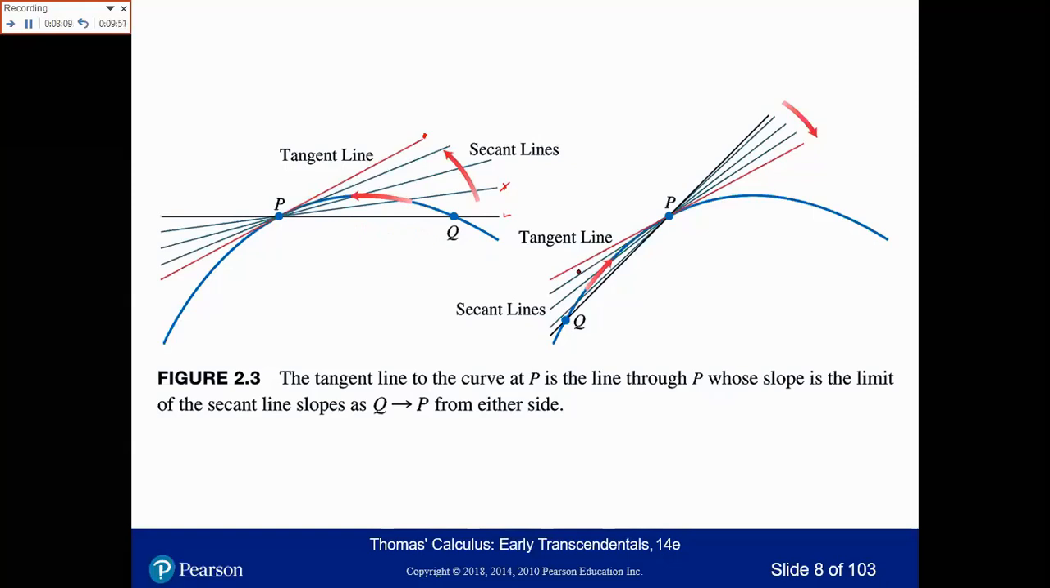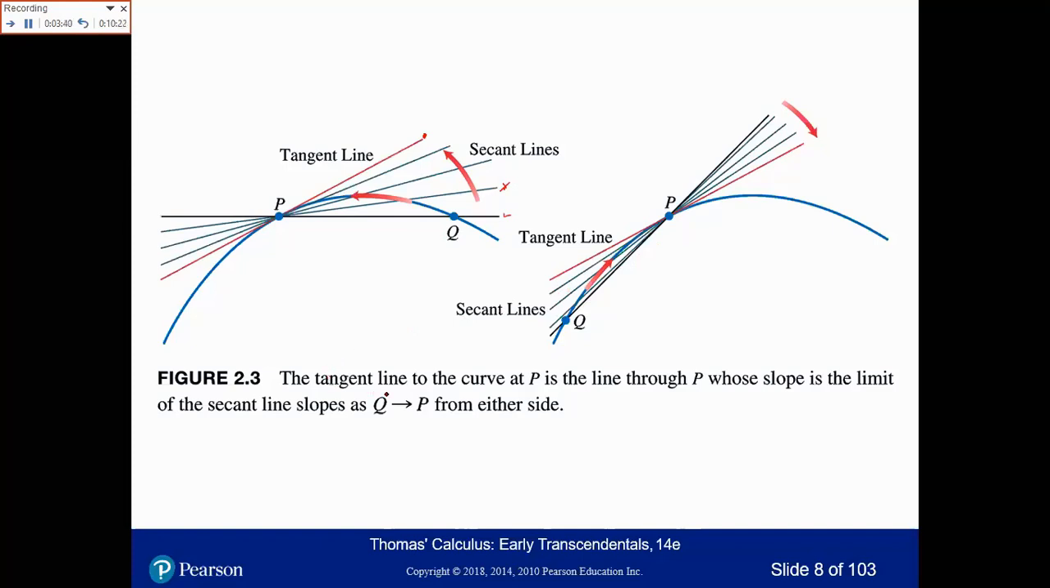Okay? What about this? Approaching P from where? From the left, right? Q is to the left of P here. Q is to the right of P here, right? So this is approaching P from the right, and this is approaching P from the left, right?